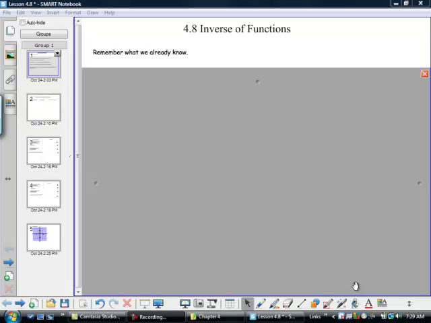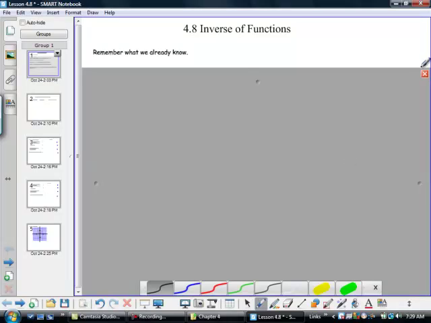Okay, today we are doing inverse of functions. As you may know by now, mathematicians like to look at graphs and then they like to check them for all these random facts. So we're going to go over right now a review of the major random facts that mathematicians look for.